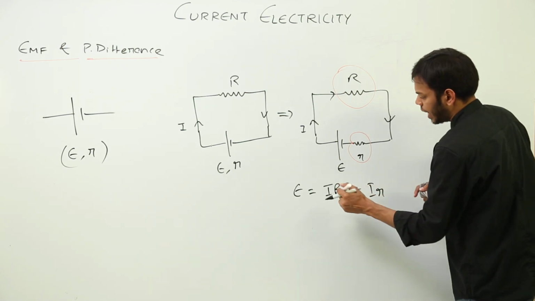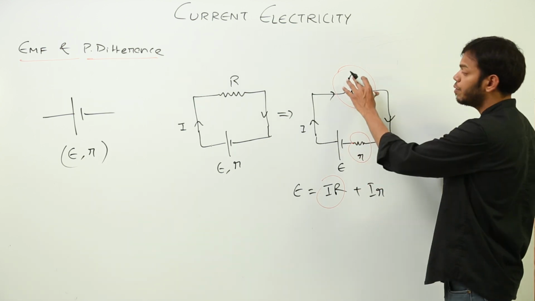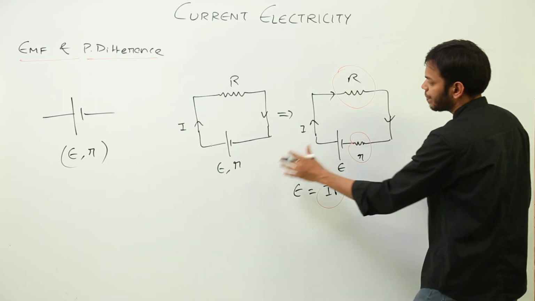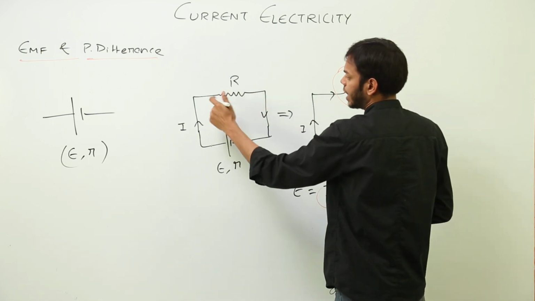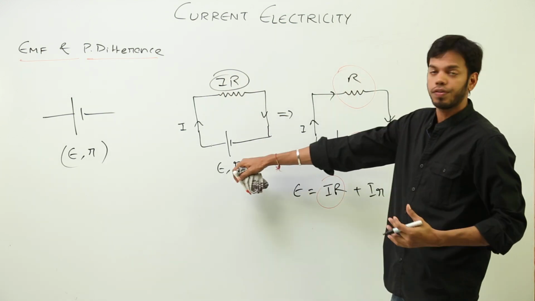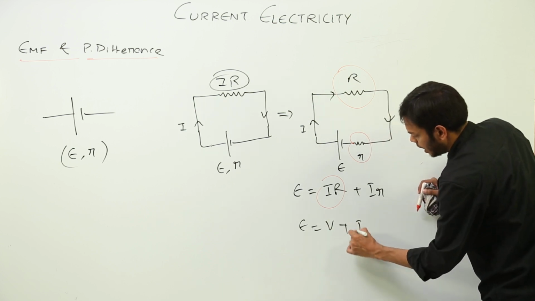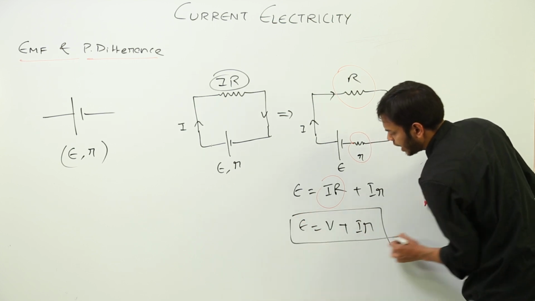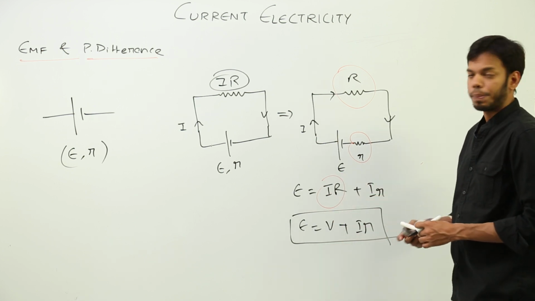What is this term, I into R? This is the terminal voltage or potential difference which is received by this external resistance. This part, I into small r, is the potential difference lost inside the cell. So E is equal to V plus I r. This is the main formula from which you can derive anything. You can find the value of small r, you can find the value of capital R.